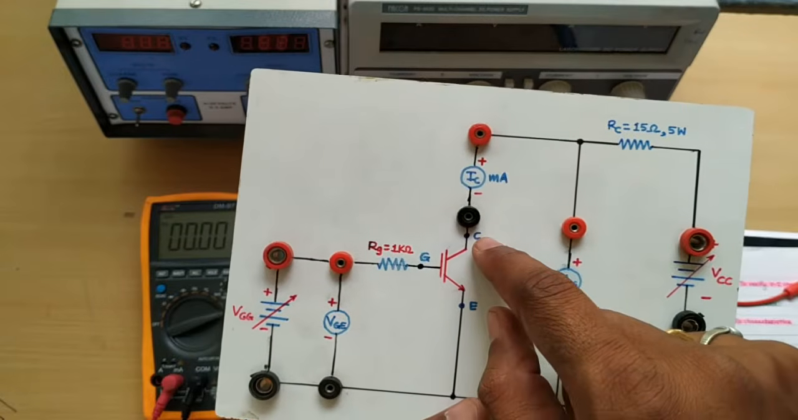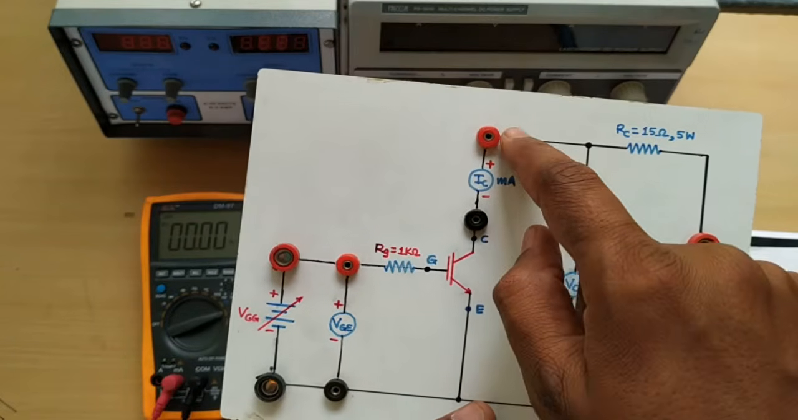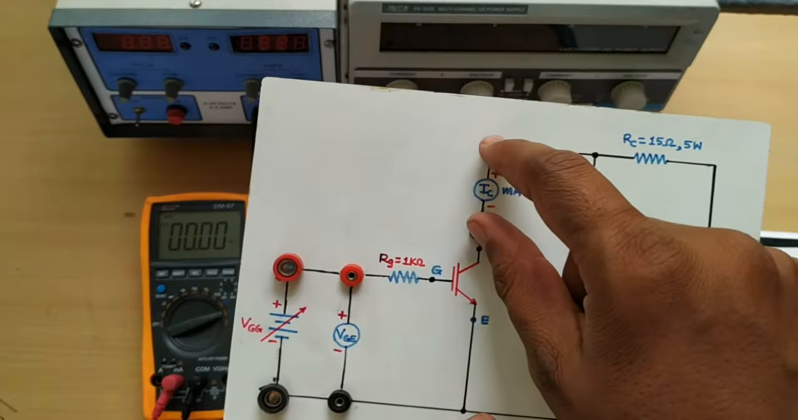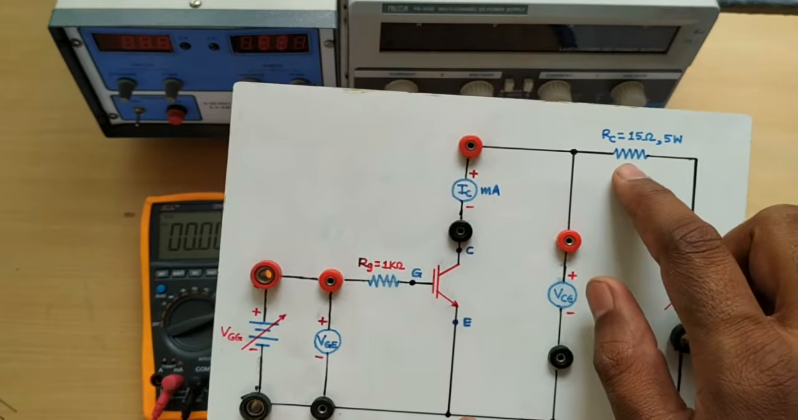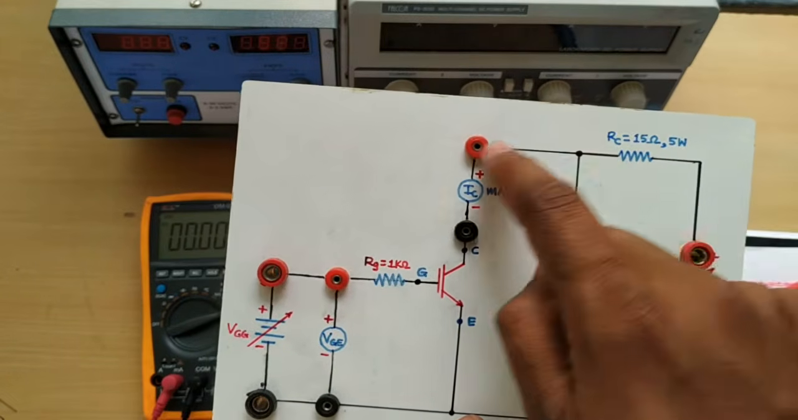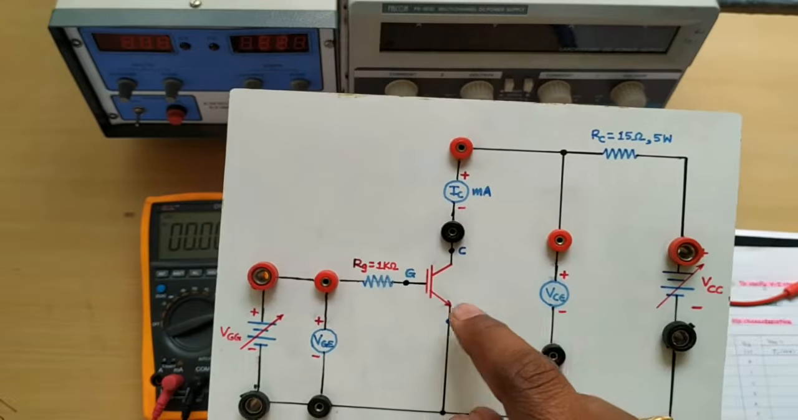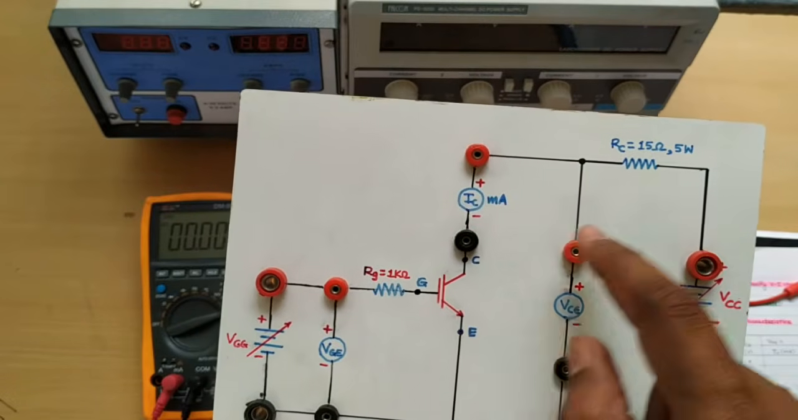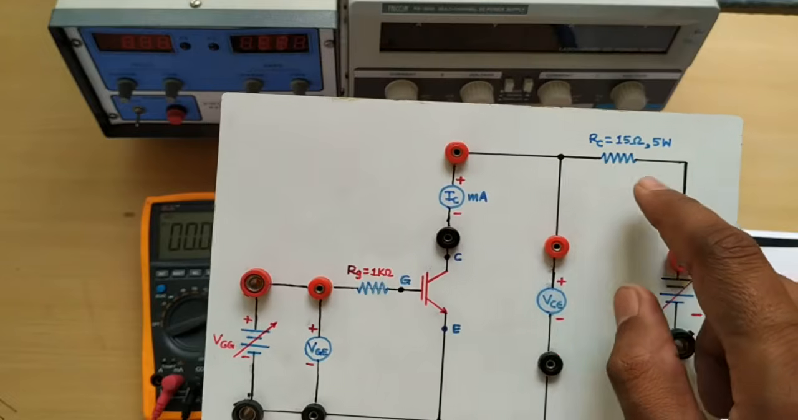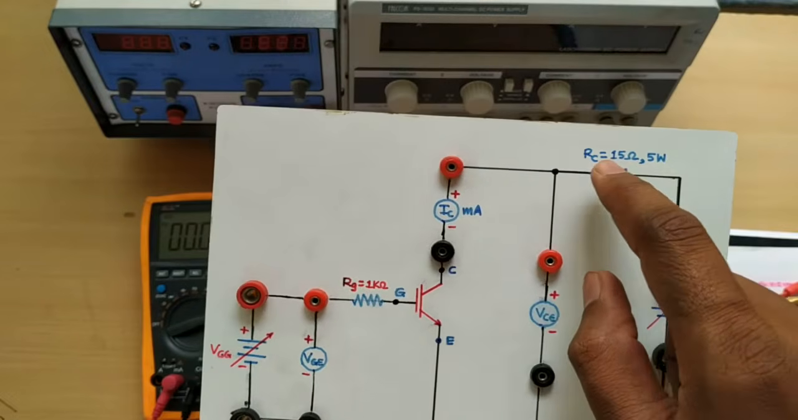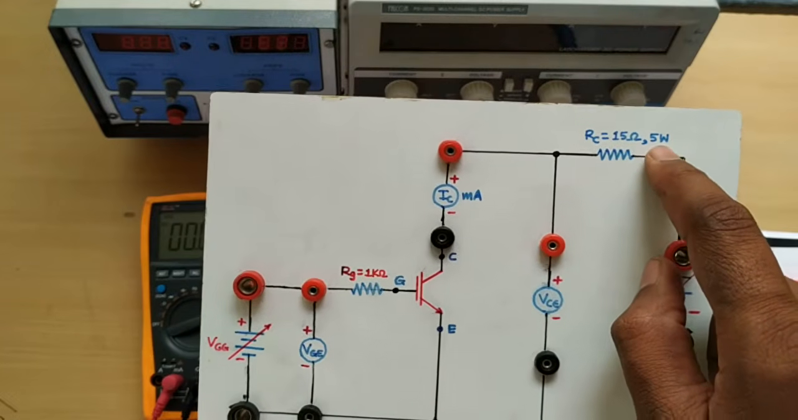So this is your collector, and in order to measure the current flowing through the collector we can connect an ammeter over here, and this resistance is used to limit the collector current. So we know that when this device turns on, current may be very high. So in order to sustain that current, this resistance should be of high wattage.